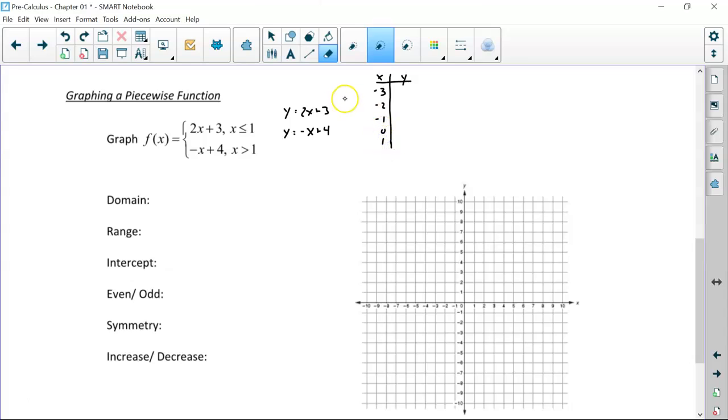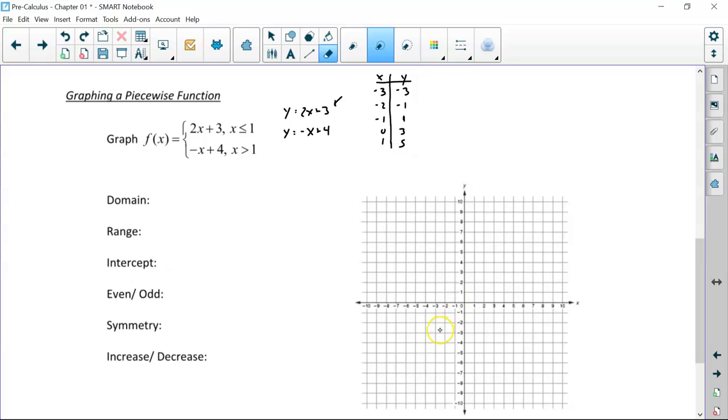So we're going to use that top function. That's going to be 2 times negative 3, so negative 6 plus 3 is negative 3. When x is negative 2, y is negative 1. When x is negative 1, y is positive 1. When x is 0, y is 3. And when x is 1, y is 5. And that's just from substituting into 2x plus 3.